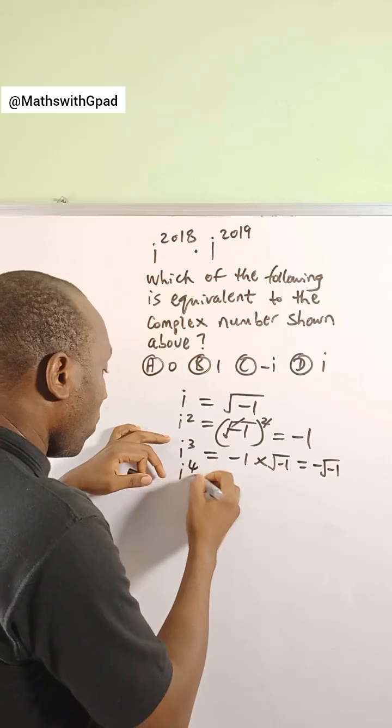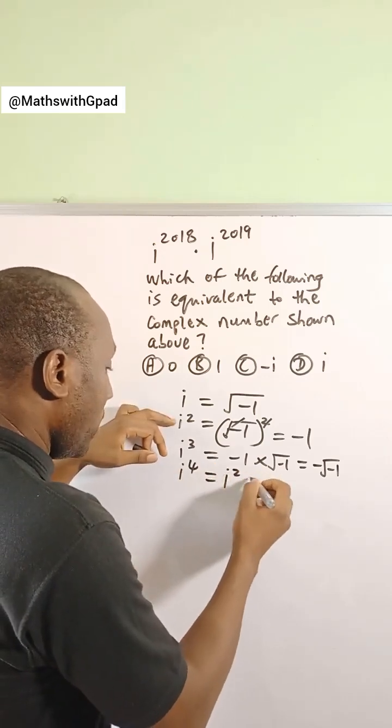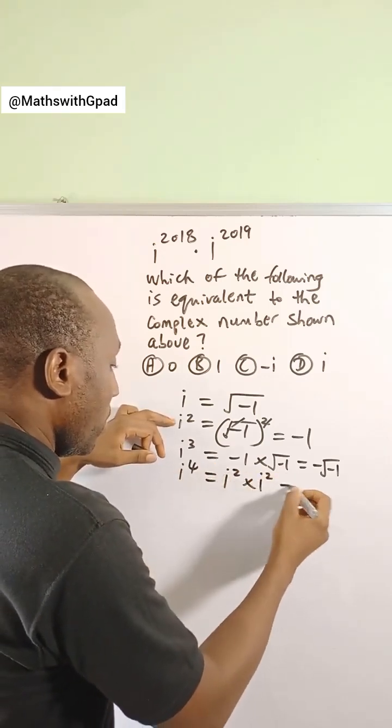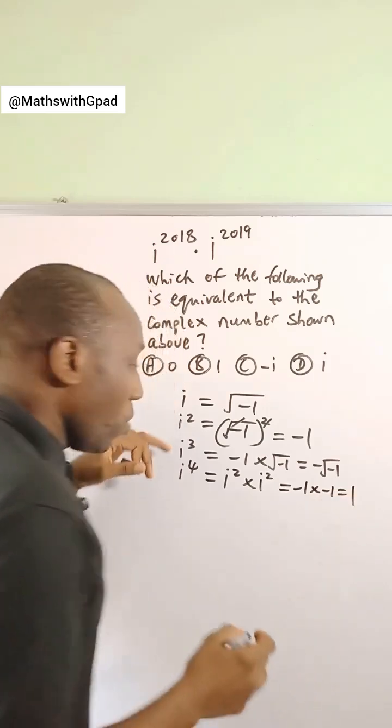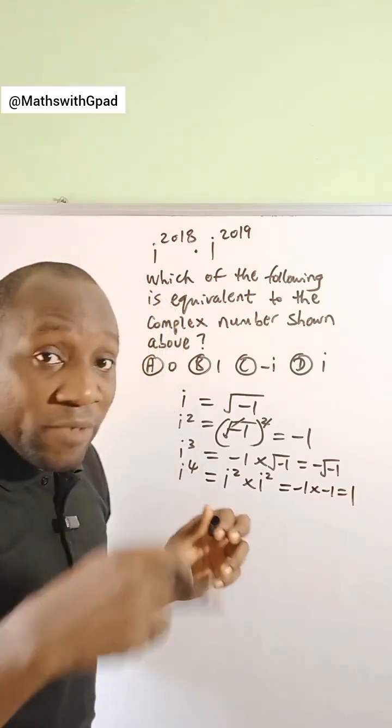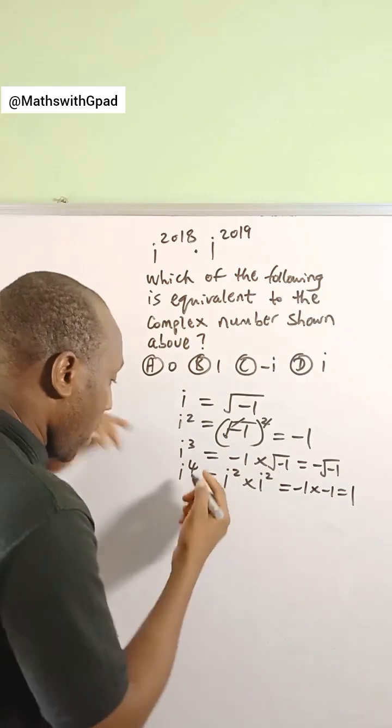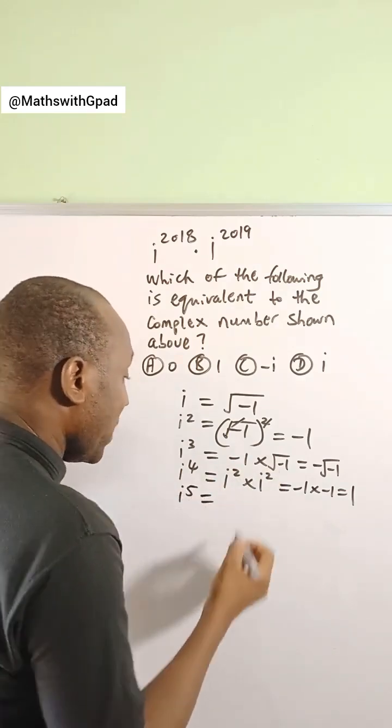Now what about i raised to 4? It is i squared times i squared. What is i squared? Negative 1 times negative 1 is 1. So let's try one more. I told you it cycles every 4 steps, but let's try i raised to 5. Let's see what this will give us.